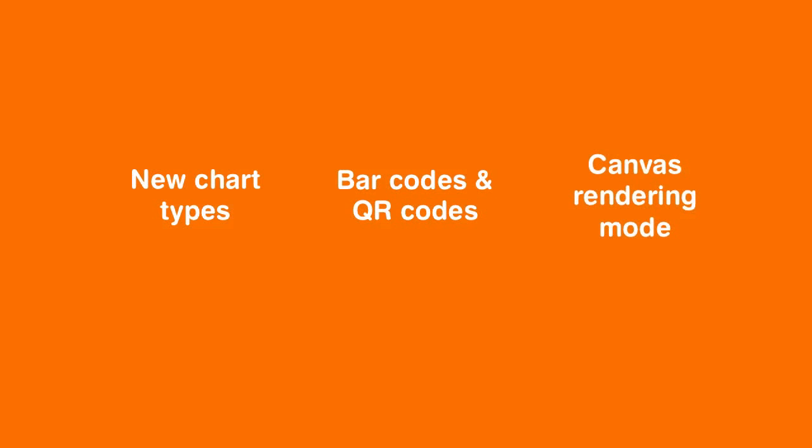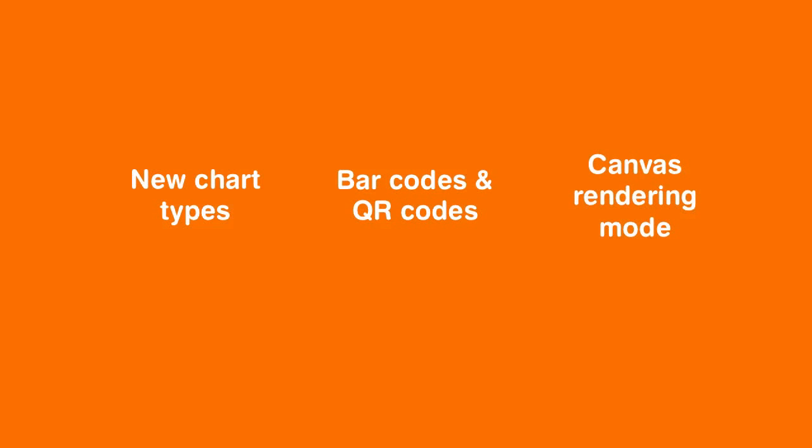As I mentioned up front, some new chart types, radar charts and polar charts, as well as new barcode and QR code DataViz representations. So if you've been looking for ways to add those to your apps, you now have very easy ways of doing that with the framework. And we've also had something called the canvas rendering mode.